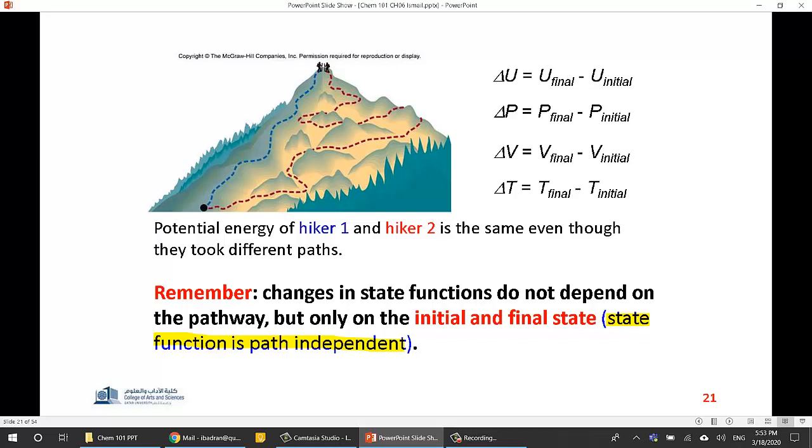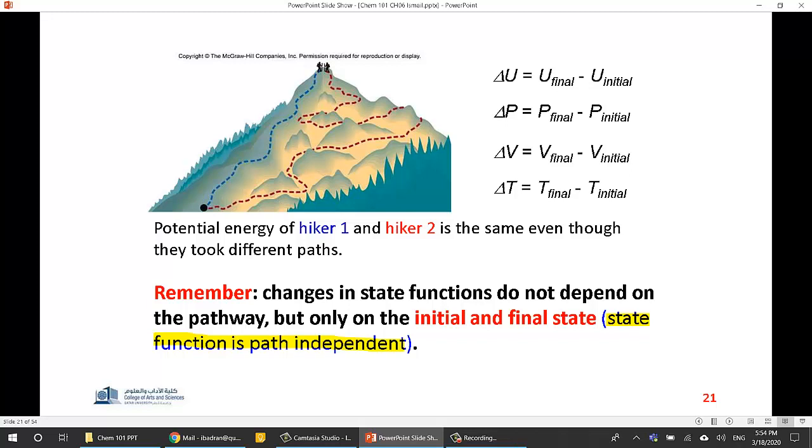To visualize what a state function means, let's imagine here the distance. Distance is actually a state function. So imagine we have two hikers who want to go from the bottom of the hill here to the top of the mountain. They want to hike their way up. Hiker 1 can take one path, and hiker 2 can take the other path.